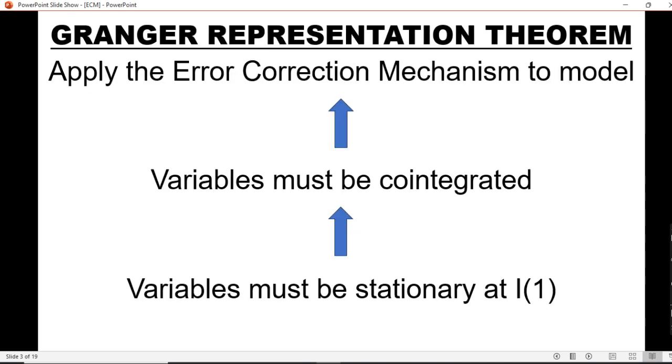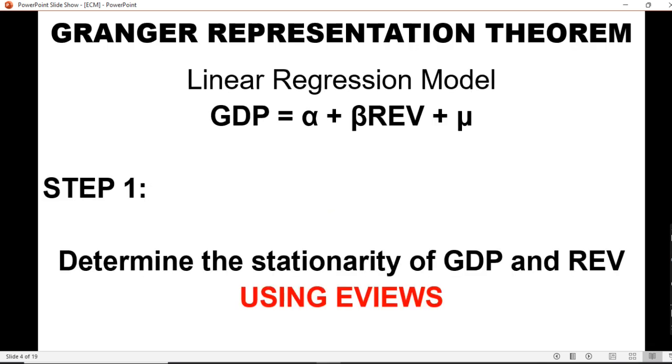And now this means that for us to apply the error correction mechanism to a model, all we have to do is to make sure our variables are co-integrated, and for our variables to be co-integrated, these variables must be stationary at first difference. So after our linear regression model is specified, that GDP is a function of government revenue and the error term, the first thing we have to do is to determine the stationarity of GDP and government revenue using Eviews.